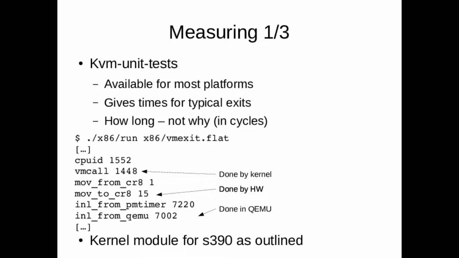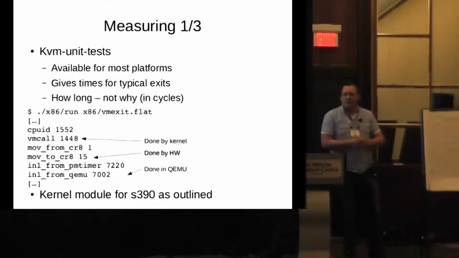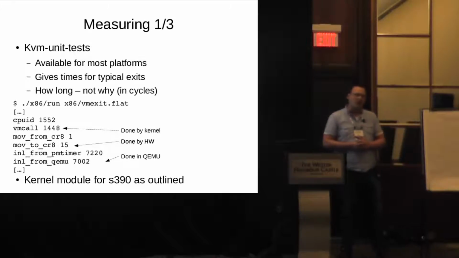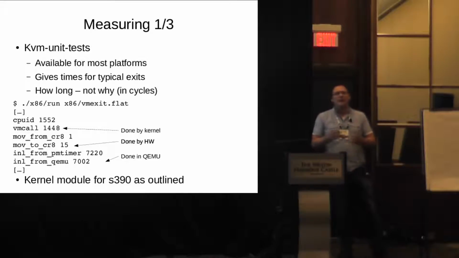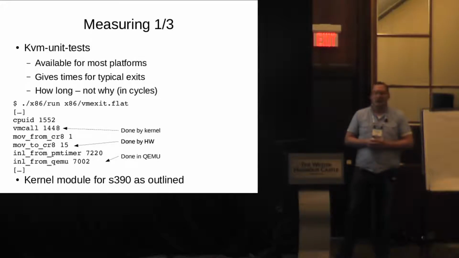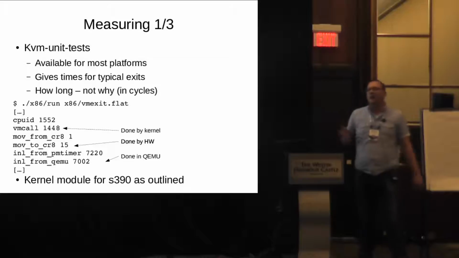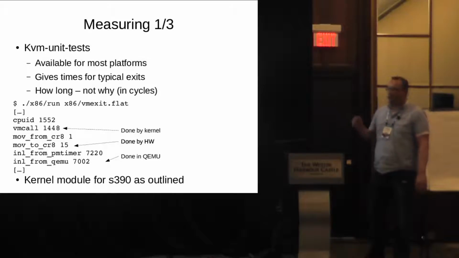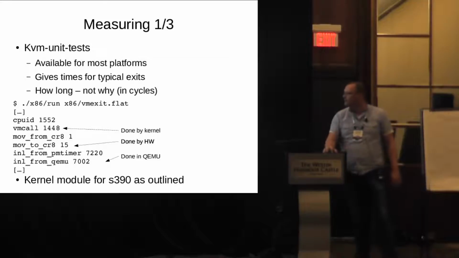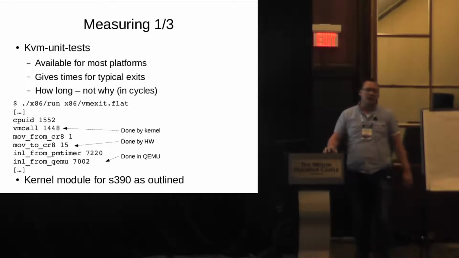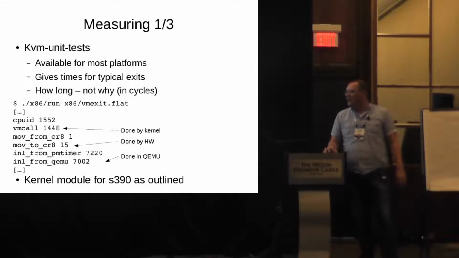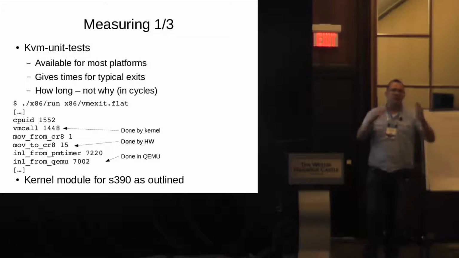So, what else can you do to measure? Some of you probably know the KVM unit test, which is available for most platforms except S390. And you can actually measure the time that typical exits take. In that case, it gives you the amount of cycles, not the amount of nanoseconds. And there are basically three classes of instructions that you can see. There are instructions that are implemented in the KVM modules or handled in the host kernel. There are instructions which are handled by hardware. And there are instructions which are handled by QEMU. These are the three classes.